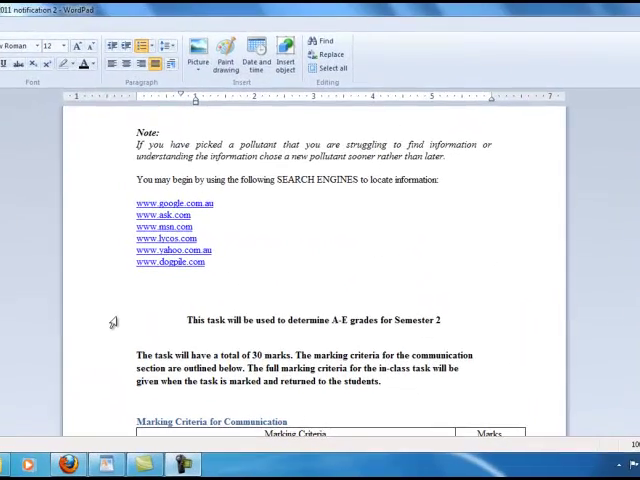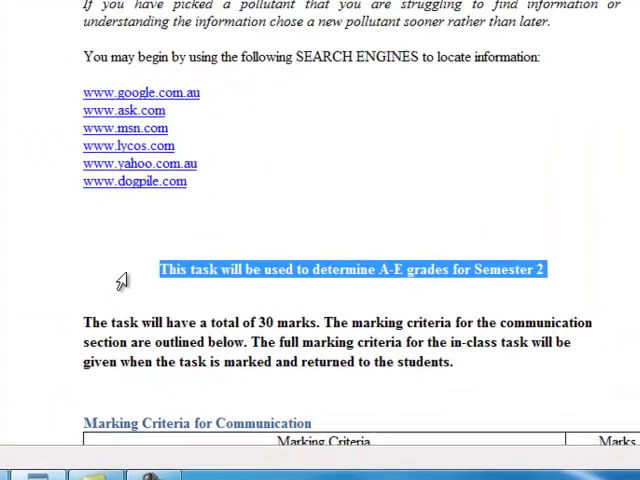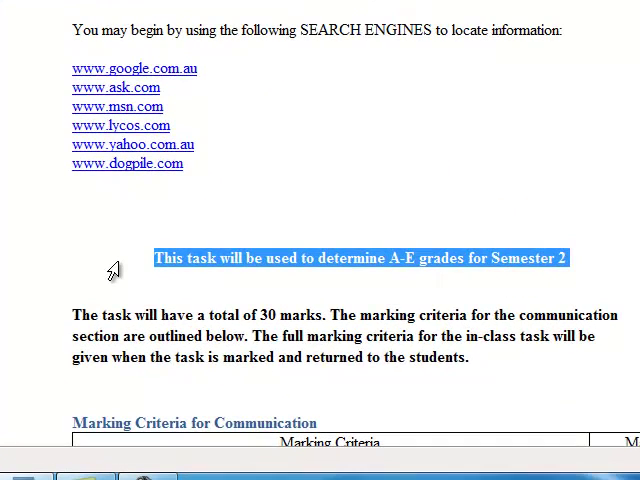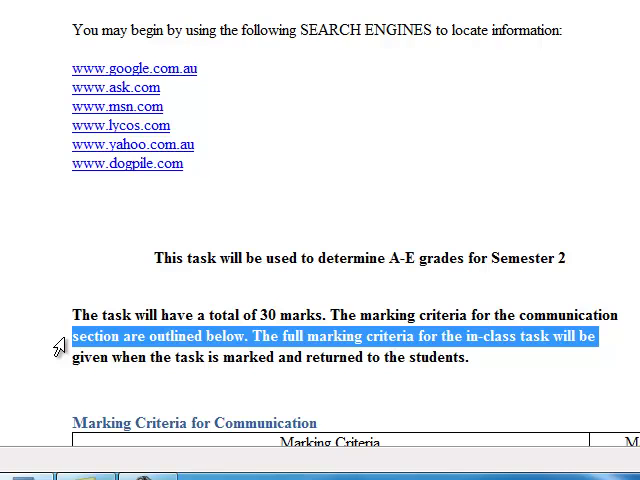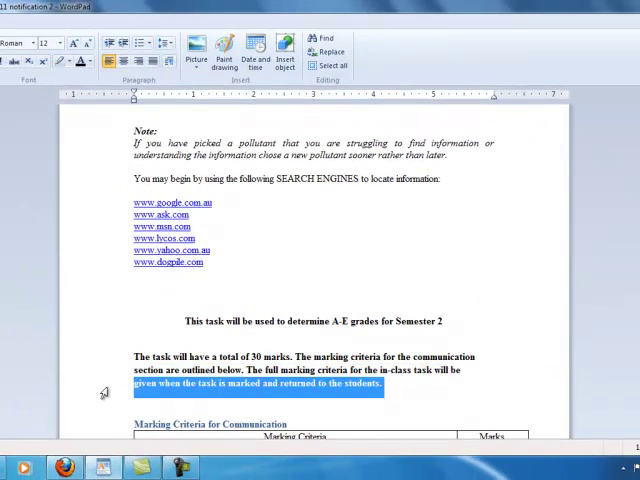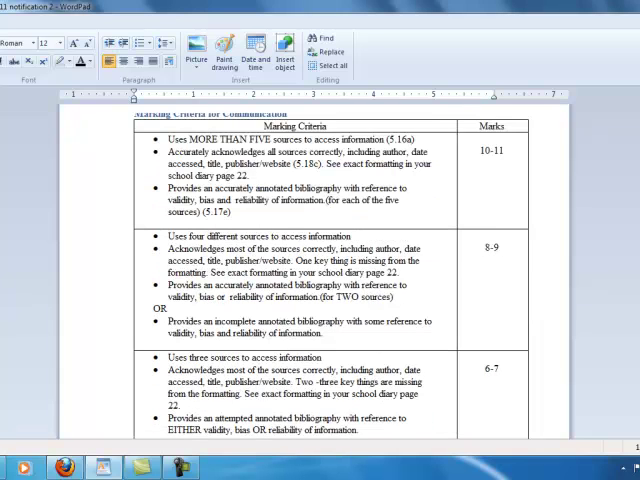This task will be used to determine your grades for your semester 2 reports. It'll combine with your exam in term 4 and you'll get an average for your ATE grades for semester 2. So the total amount of marks for this task is 30, and the marking criteria for communication is the only criteria you will be given before the task is done. And the in-class part will be marked, like I said, like a test, and so you'll get the marking criteria back with that after you do the test.